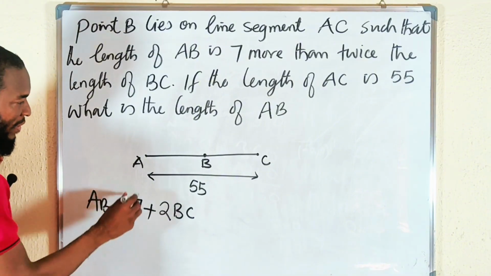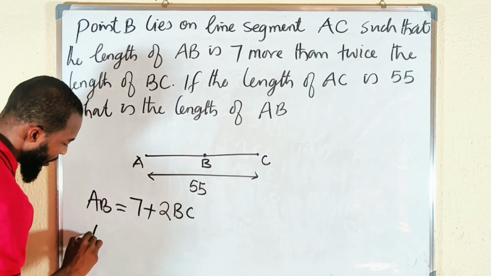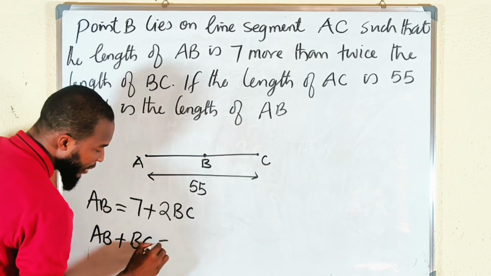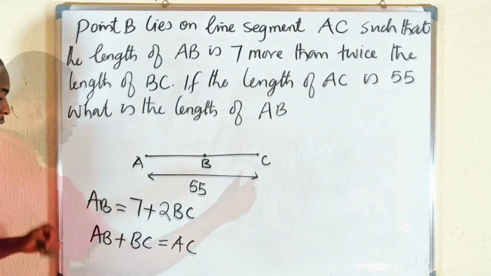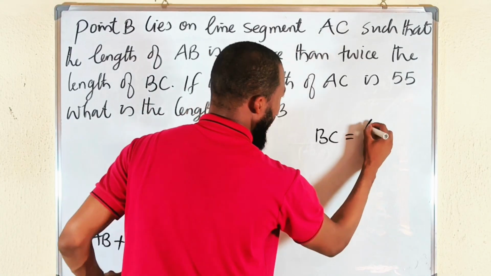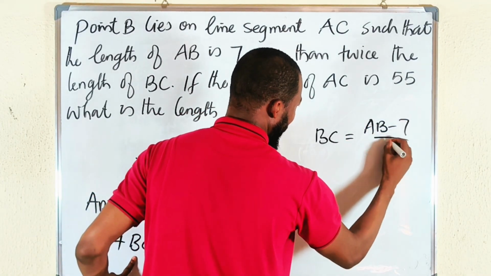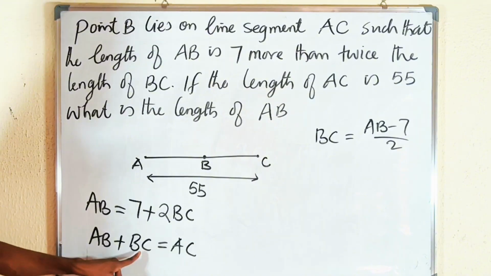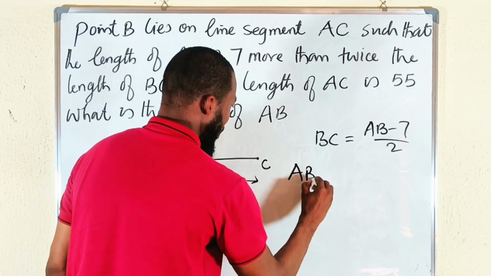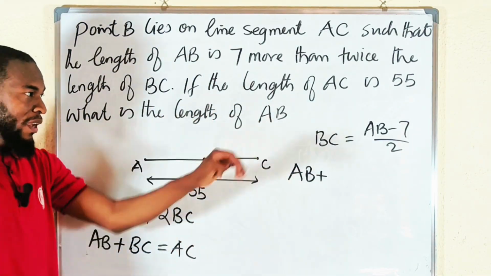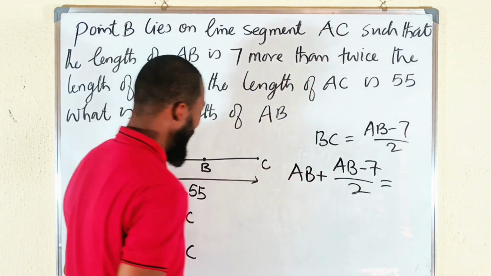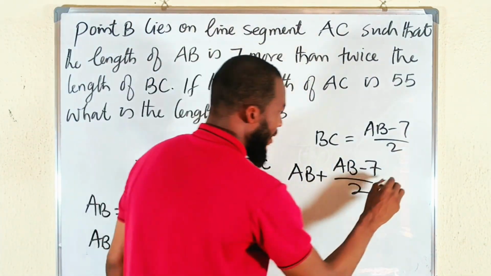One thing we know for sure is AB, from A to B, if you add it to B to C, that will give us the total AC. So BC will be equal to AB minus 7 divided by 2. Wherever we have BC, we should replace it with that. So AB plus BC, which is AB minus 7 divided by 2, equals AC, which is 55.